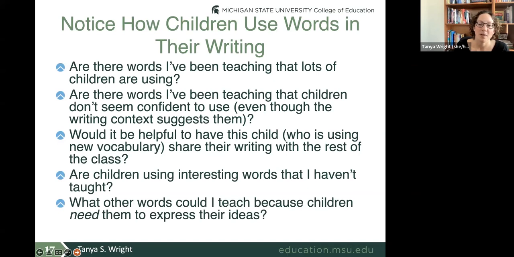This is true in writing as well. So being explicit about words, about vocabulary, is really important because it is providing kids access to the learning opportunities and access to being able to express their ideas and their thoughts in written language. So it's a really important part of what we do and what we think of as writing instruction.